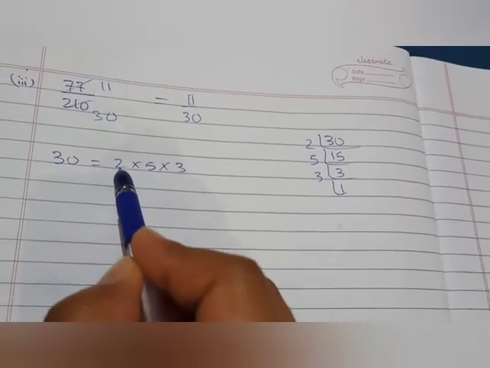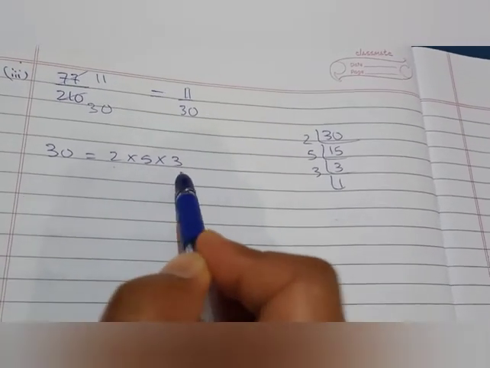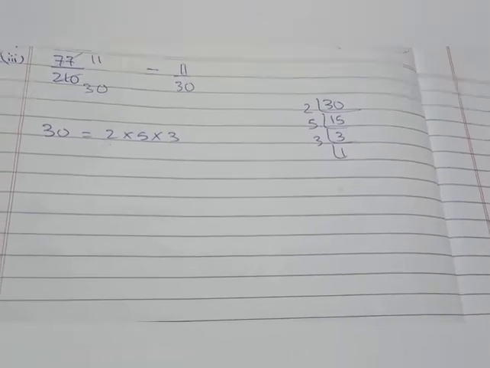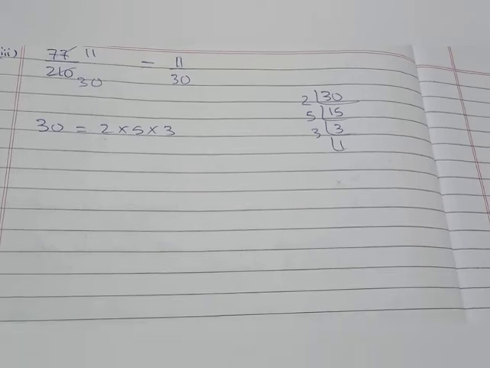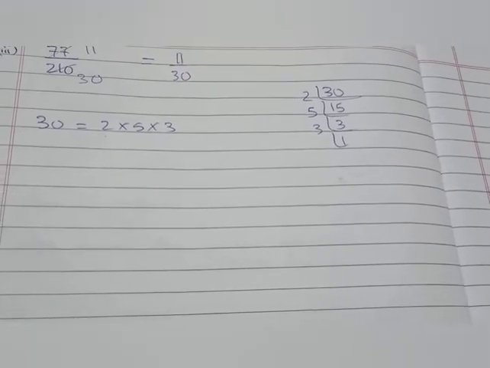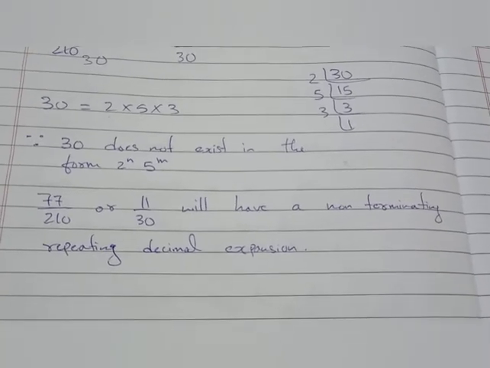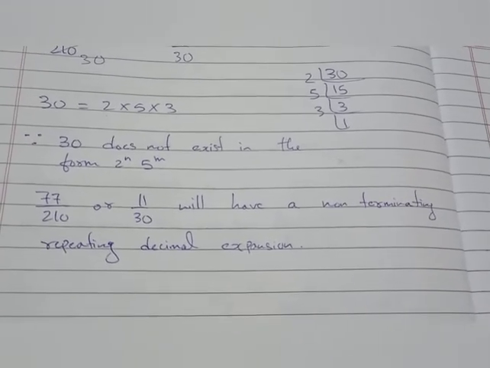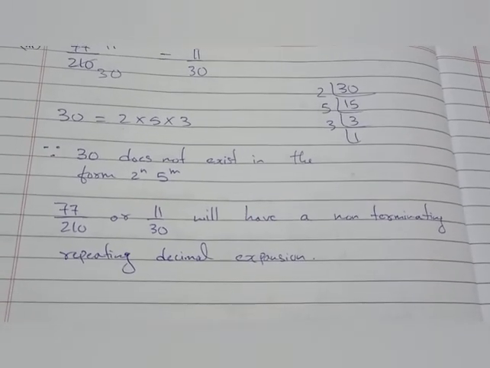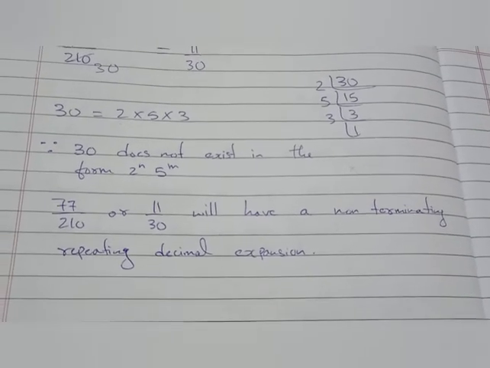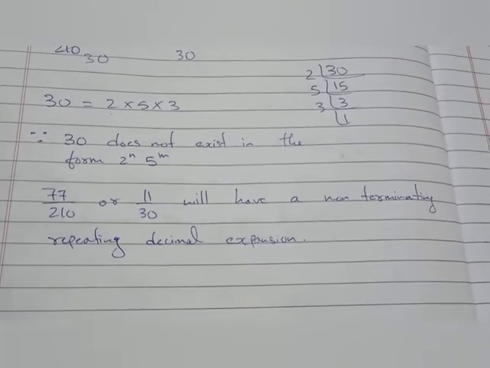So here we do have 2 and 5, but apart from 2 and 5, we also have another number which is 3. So this indicates that 30 is not in the form of 2 to the power n, 5 to the power m. It also has some other digit. Since 30 does not exist in the form 2 to the power n, 5 to the power m, so 77 by 210 or 11 by 30 will have a non-terminating decimal expansion.